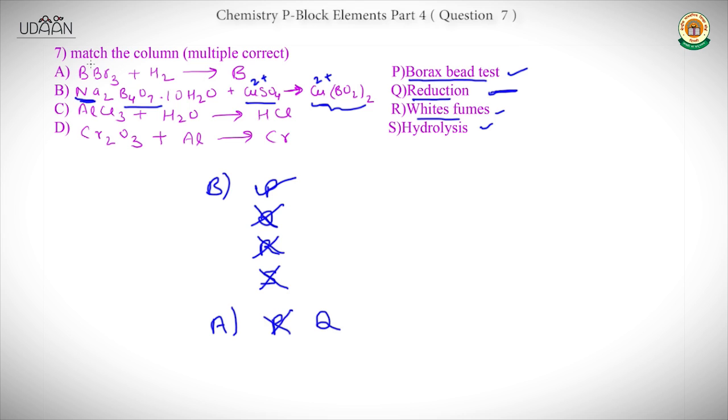Because boron is in the +3 state and in the final product it is 0, it is a reduction process. Q will be our answer. Now move toward R. It is not a fume, it is an element. And S? It cannot be the answer because H2O is not involved in the reaction. So the answer for A will be Q.